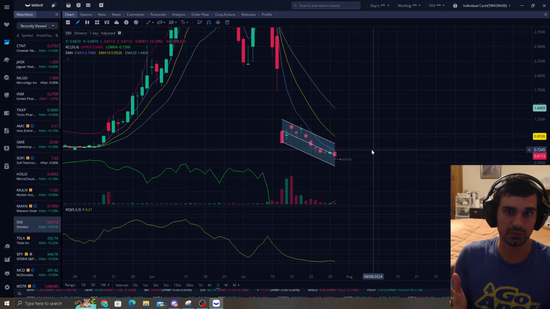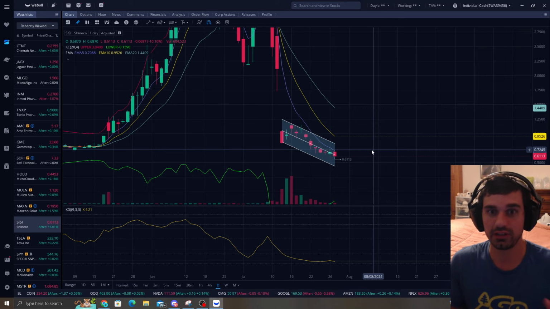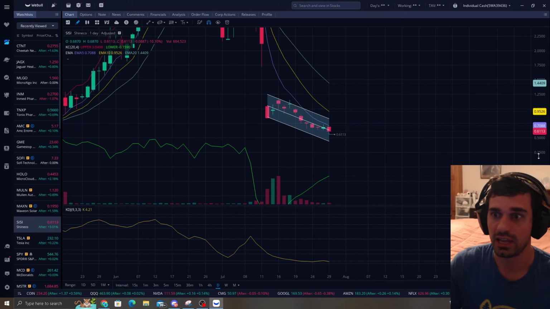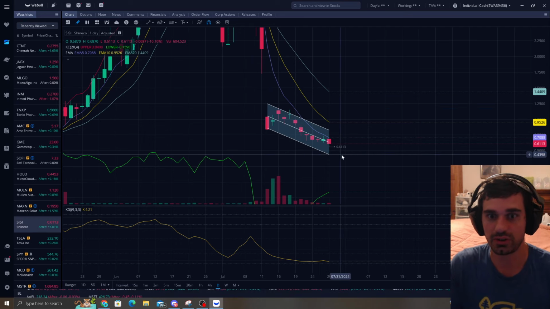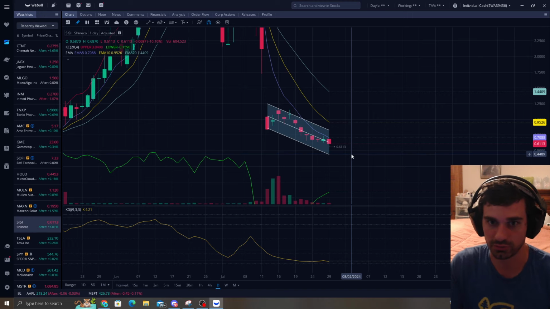So first example is SISI. A lot of people are talking about it, so it's a stock I want to talk about and give an update. For SISI, we are in a downtrend here. Here's the shortest downtrend that makes the most sense for the most precise entry.